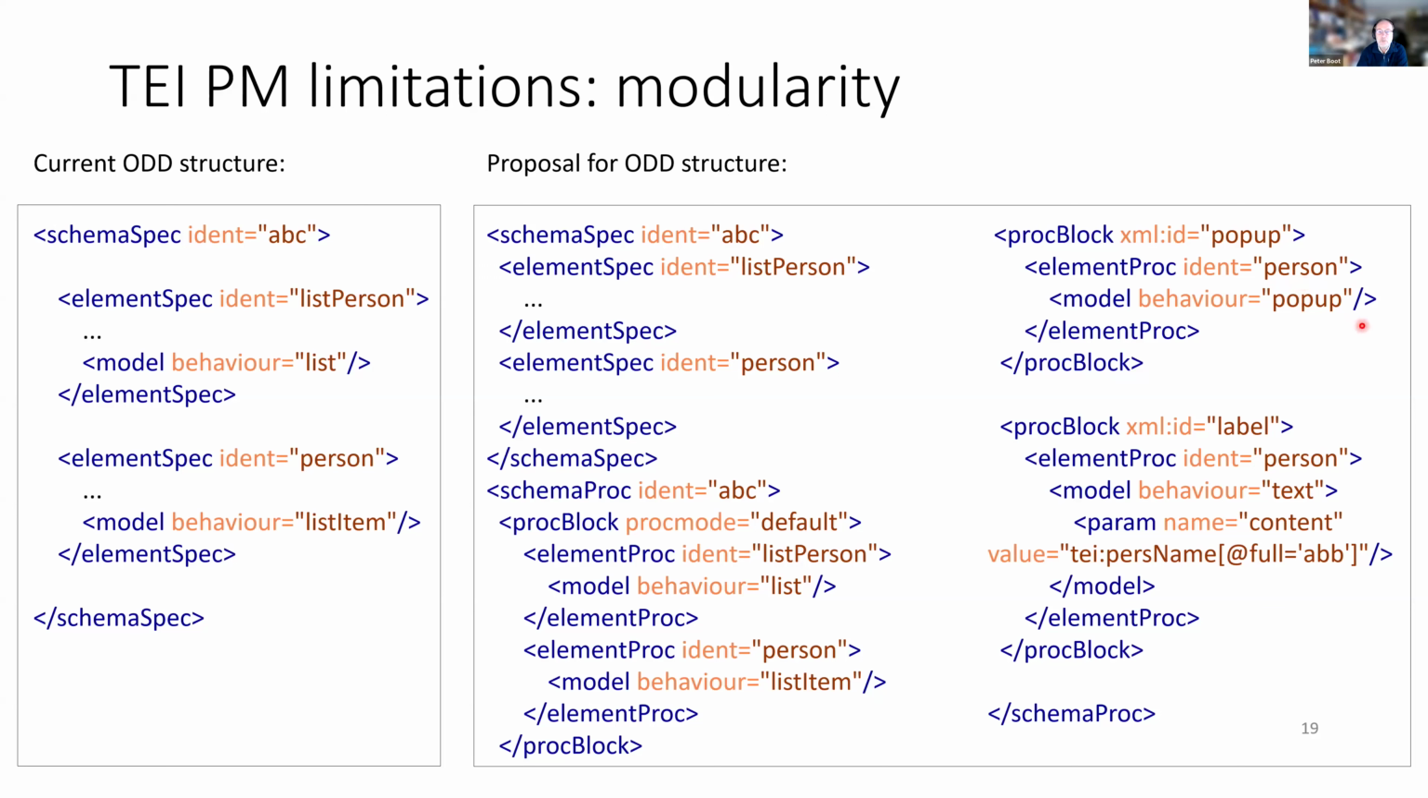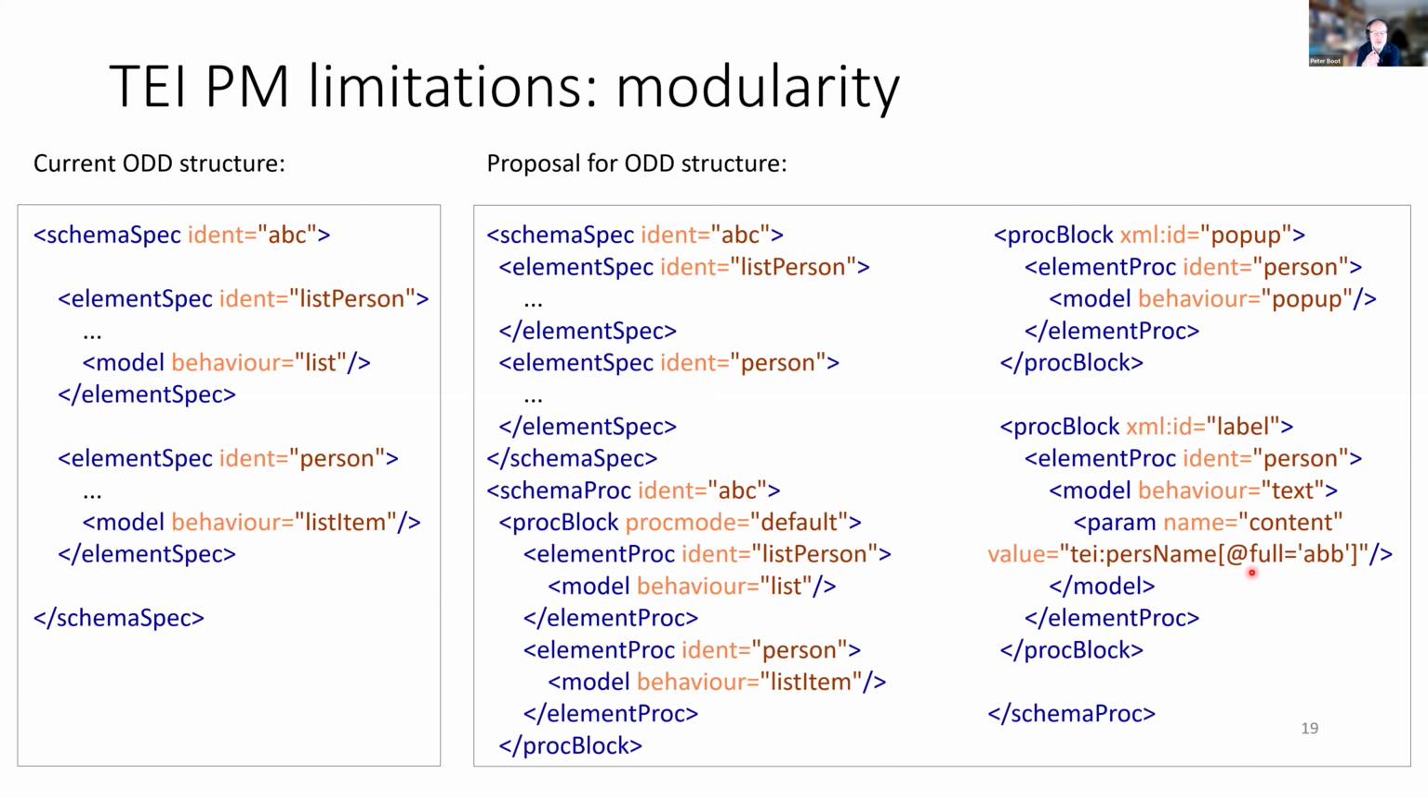So in that case, we might have a processing block label, and the behavior might be just plain text. And the parameter would give the value, like I go to the TEI first name of that person, and I take the full name. And so this would give us a way to create reusable functionality. And I think this would also be very useful if you want to create something like reusable components.